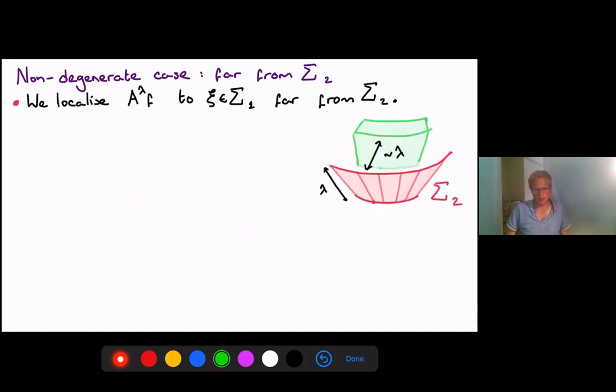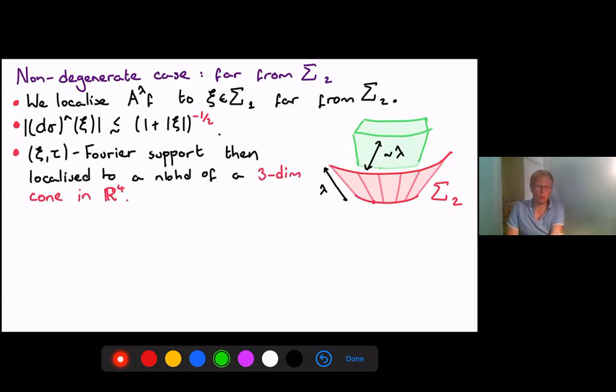So the picture is something like this, okay? Say this is our sigma 2 cone, and we're distance, say, lambda away from it, so that we're supported in this green region when we localize. In this situation, as we've already mentioned, the multiplier decays like xc to the minus 1/2. And also, you'll remember in the previous analysis, it's very important to also take the Fourier transform in the t variable.